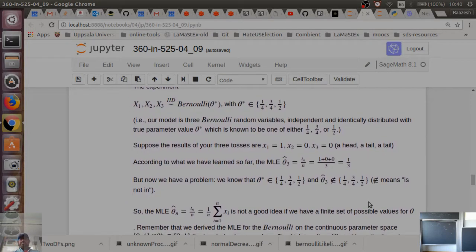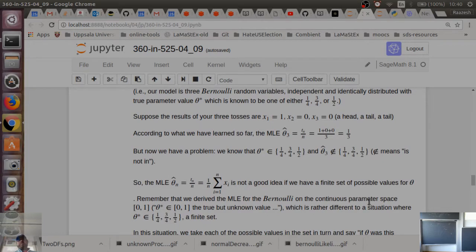So then, suppose your results for your 3 tosses were: the first one was head, the second one was tail, the third one was tail. Then our MLE will be 1/3, right? Because it's just the sum of heads divided by the sample size. So the question is, what is theta 3 hat? Okay, theta 3 hat is 1/3, but it doesn't belong to any of the values that we know the coin is supposed to be at.